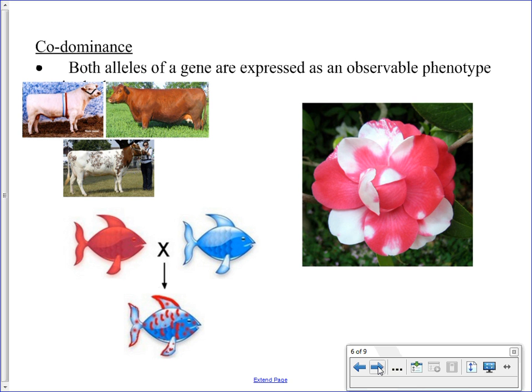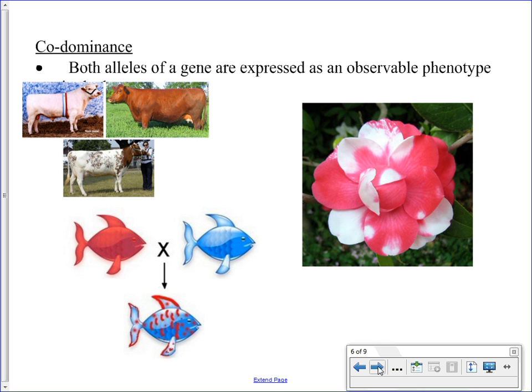The last dominance pattern that we'll take a look at here is called codominance. This is a little bit different than incomplete dominance. Once again, it is not a dominant recessive relationship. One allele is not dominant over the other one, but it's also not a blending. If you think about a team with co-captains, you don't have one captain that's overshadowing the other one. That would be a dominant recessive relationship.